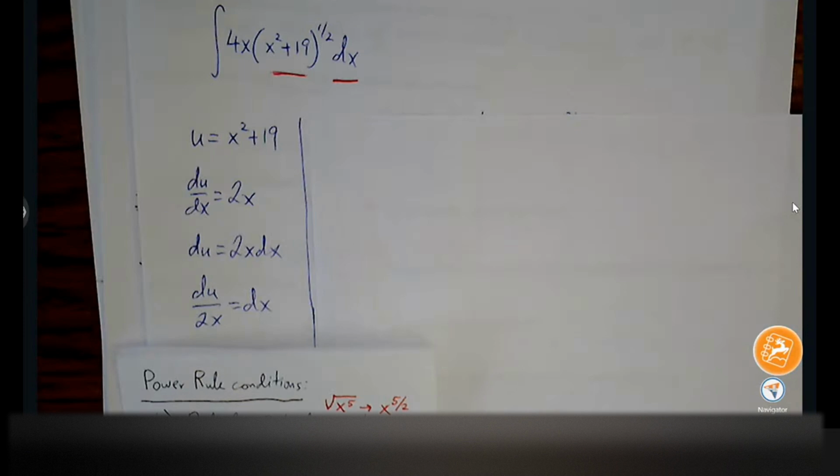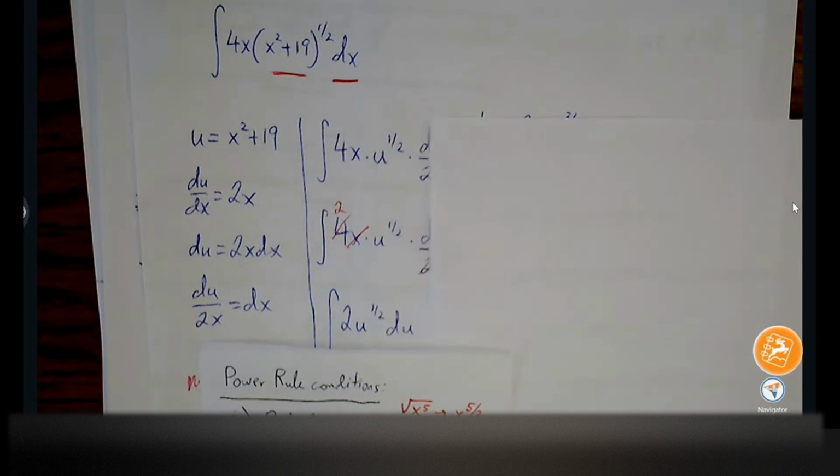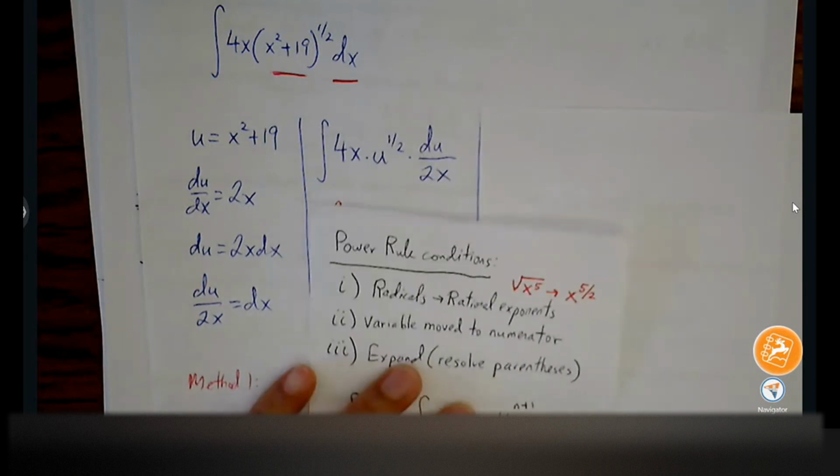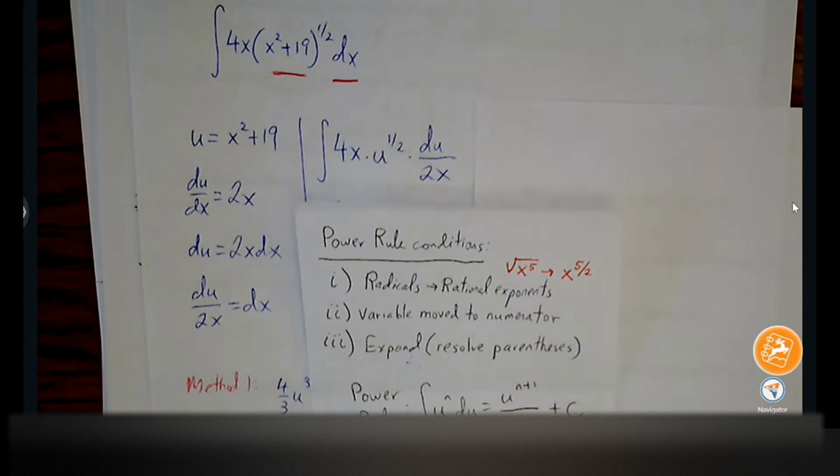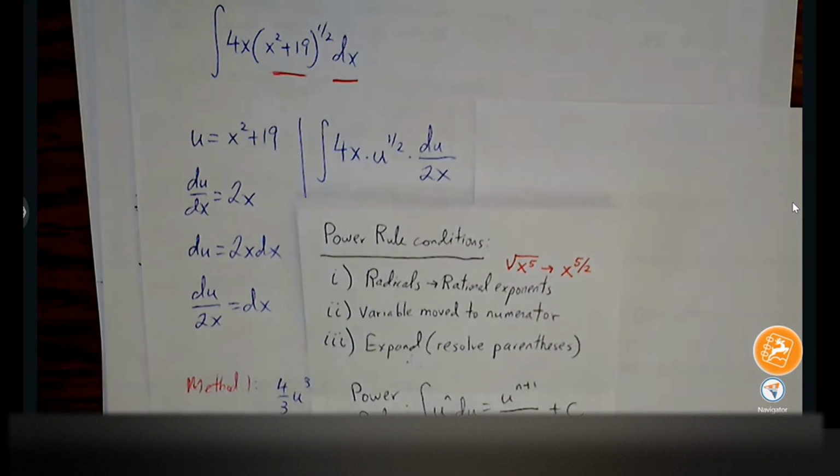And we'll see what goes away as we make our substitutions, right? X squared plus 19 gets replaced with u. Dx gets replaced with du over 2x. And hopefully something will cancel out along the way. Okay, what do you guys see after I made those substitutions?